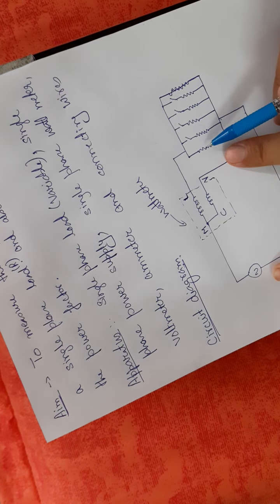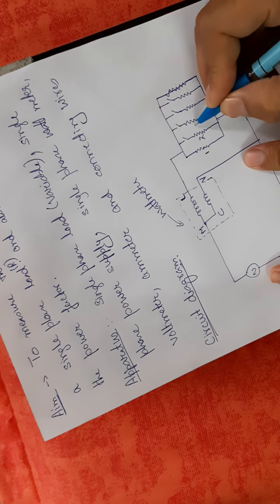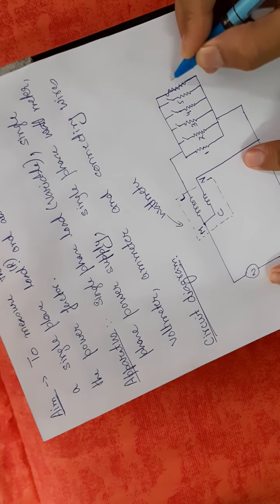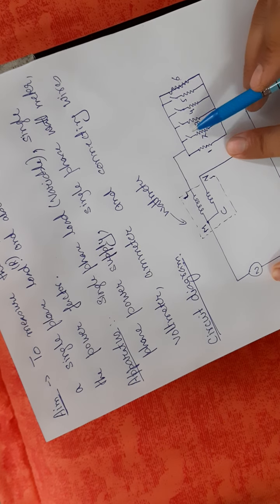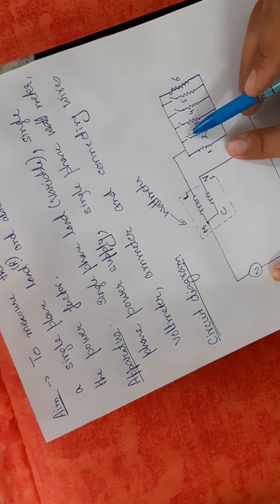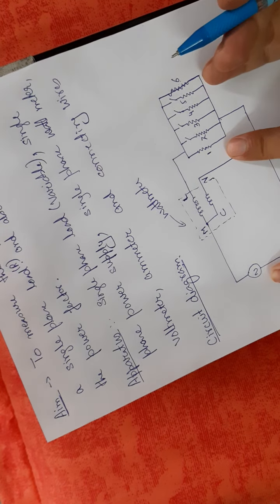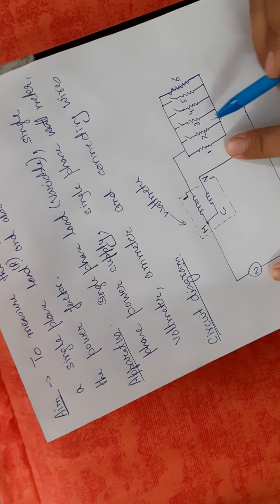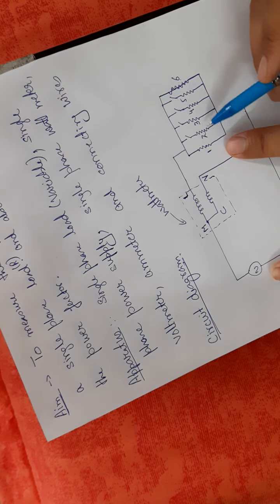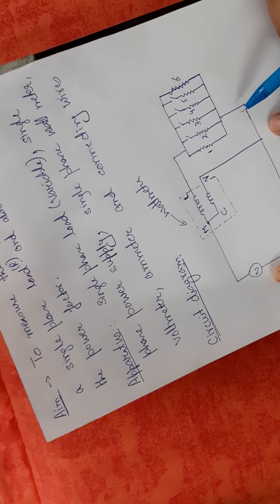Okay, so right now I have only these two resistances. Suppose this is resistance 1, 2, 3, 4, 5, 6. Presently I have only resistance 1 and 6 in the circuit. As I keep on turning on these switches, I will add more load to the circuit. Adding more load means resistance will decrease because they are connected in parallel, so more current will flow through the circuit.